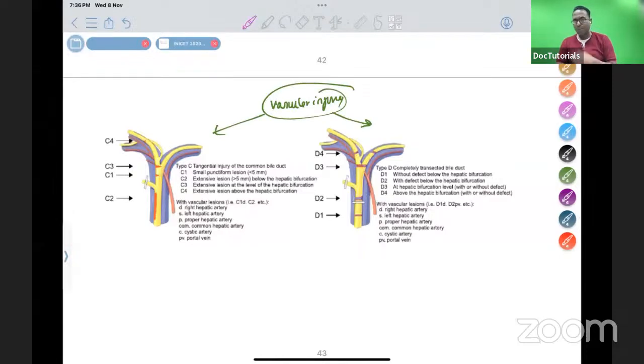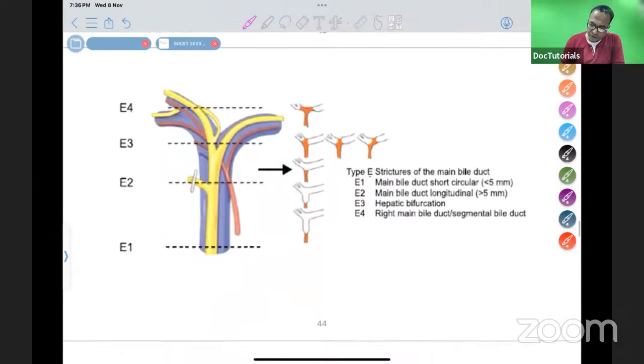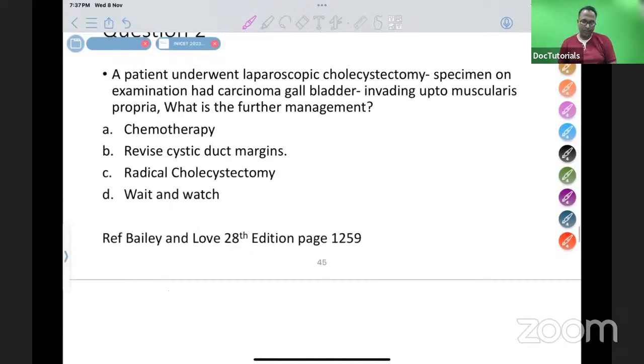See, I'm telling you, no need to remember this. I don't think this will be coming again in any exam. Only the name can come because it is not from any of the standard books for PG exams. It is a super specialty question. Tangential injury of the common duct, with D being the hepatic artery, S the left hepatic artery, and P the proper hepatic artery. So according to the hepatic artery, you have the classification. So hepatic artery injury is included in the Hanover classification. E is another, a circumferential injury. Just remember this: Hanover is a classification of bile duct and vascular injury.